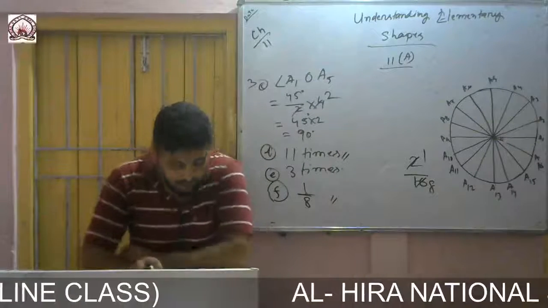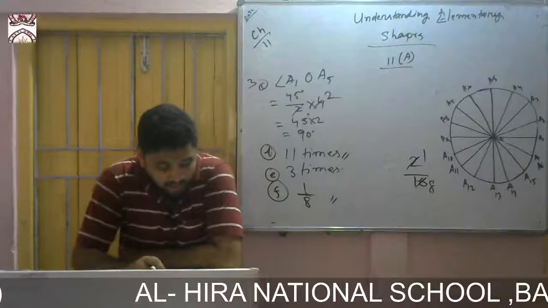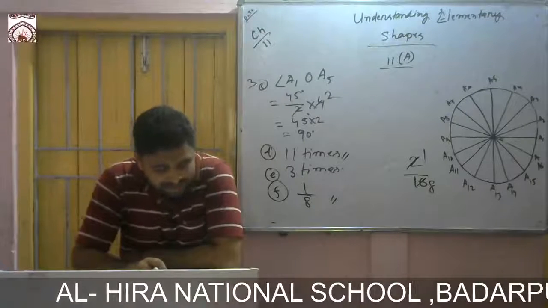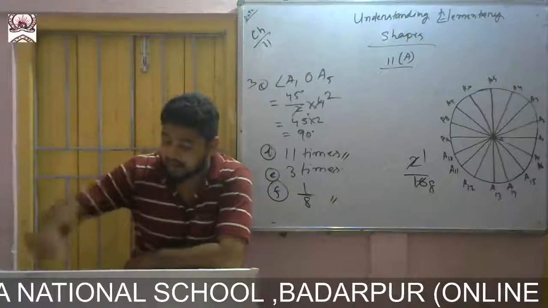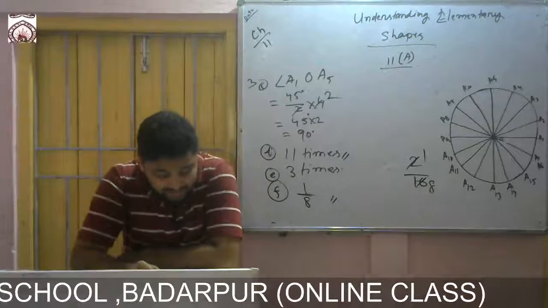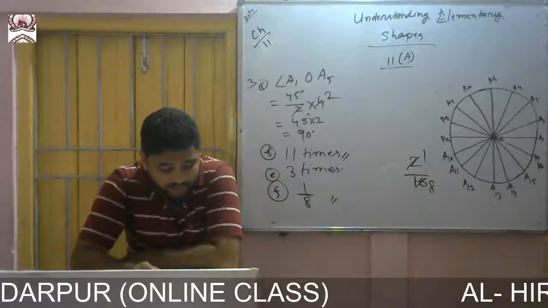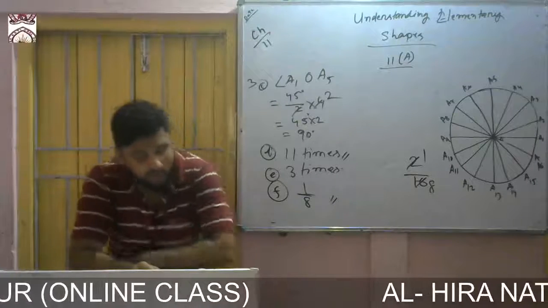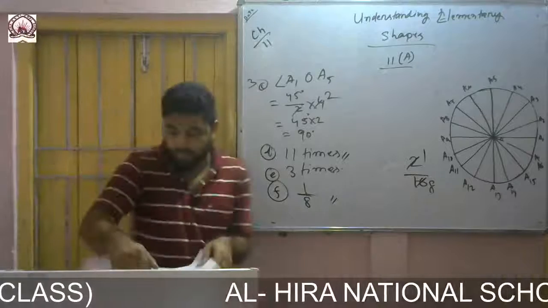So number 4. There are markings as shown on a domestic appliance. Through how many degrees does the pointer turn when it moves clockwise from off to cold? Clockwise, off to cold. So let me draw the figure.